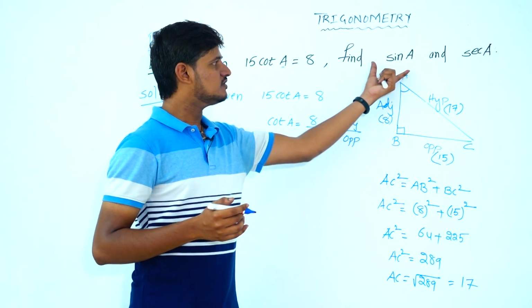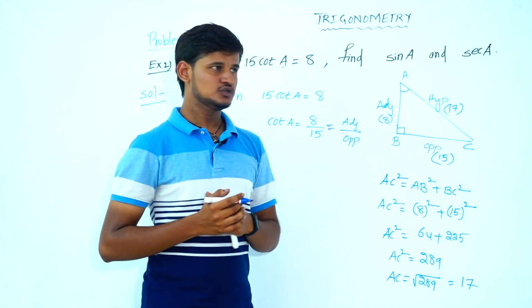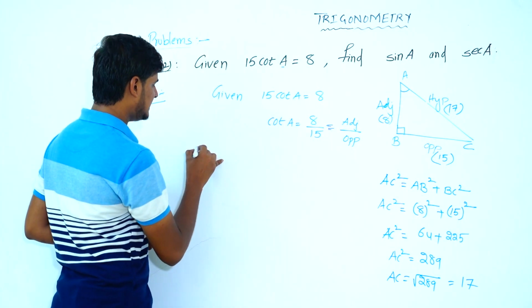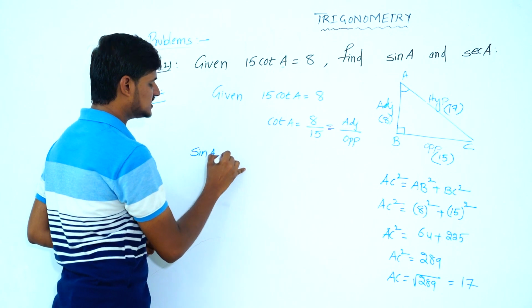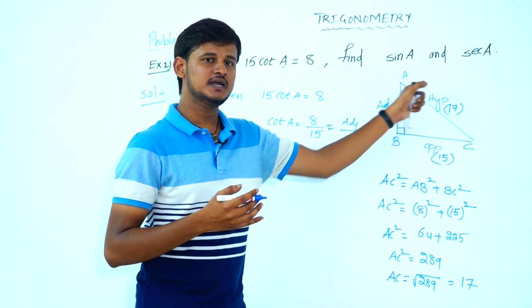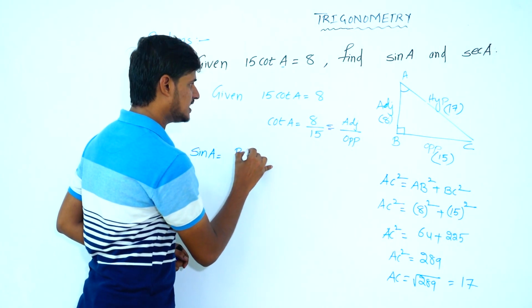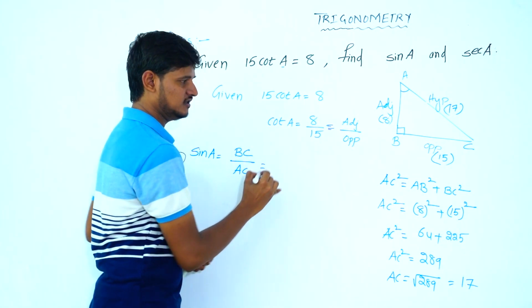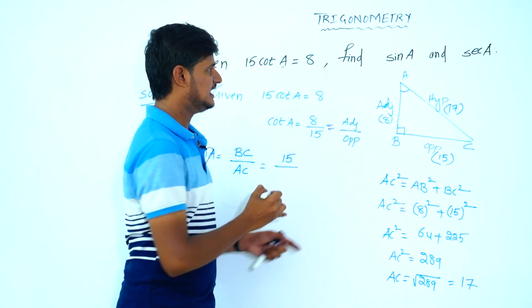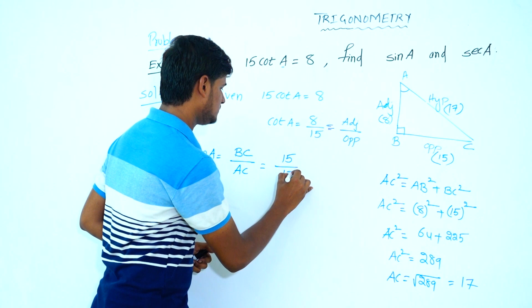So we can find whatever they asked, right? So using the trigonometric ratios formula, let us find sin A. What is the sin A formula? With respect to A, sin is opposite by hypotenuse. That is nothing but BC by AC. So what is BC? 15 by AC 17.